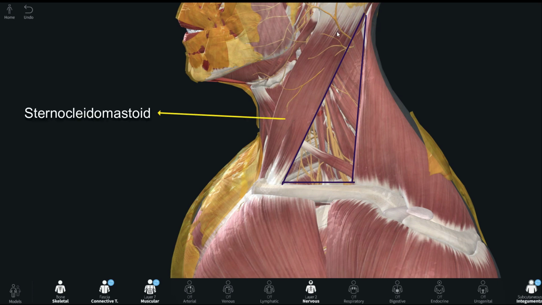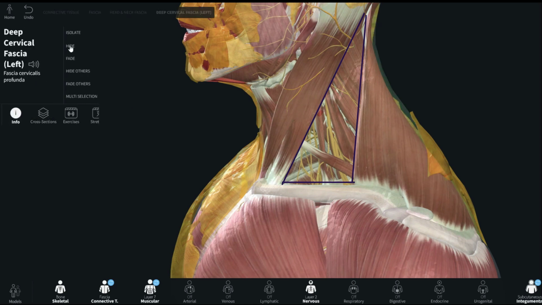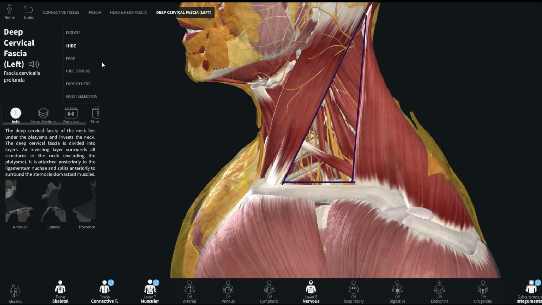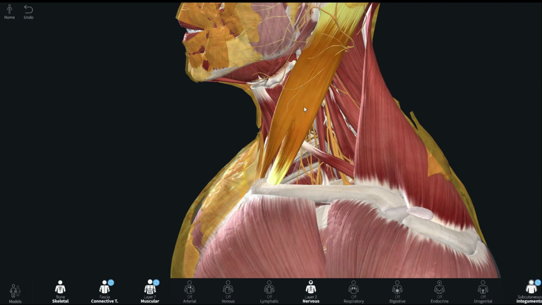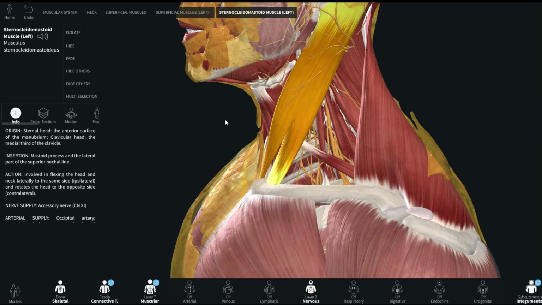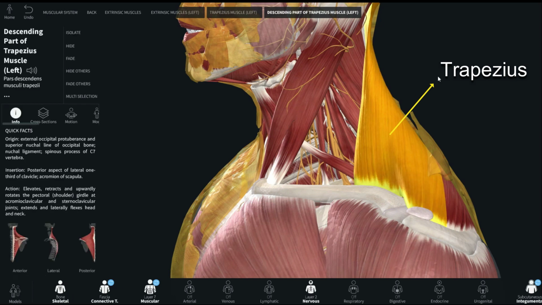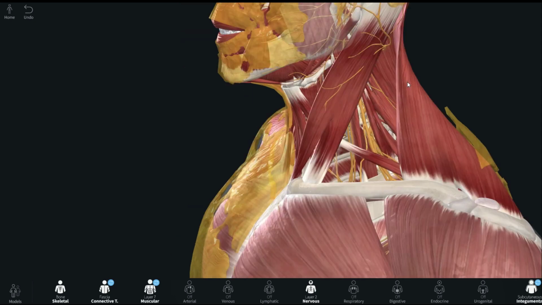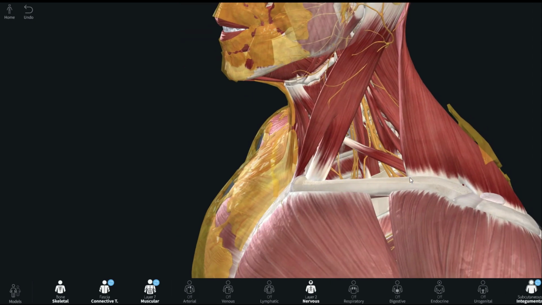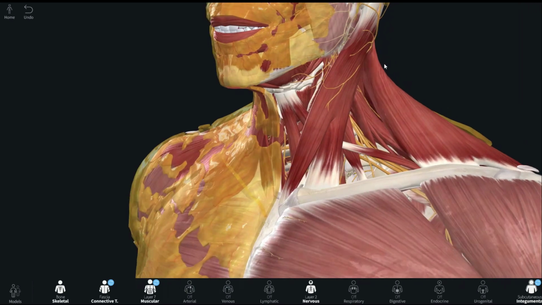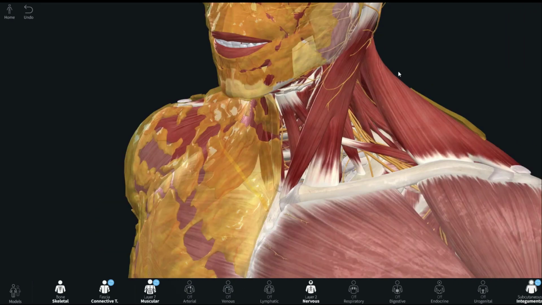This muscle is the sternocleidomastoid. This is the deep cervical fascia. Let me hide that. So this here is the sternocleidomastoid muscle. This over here is the trapezius muscle. Between these two muscles, and obviously here there is the clavicle, between these structures we have what we call the posterior triangle of the neck.